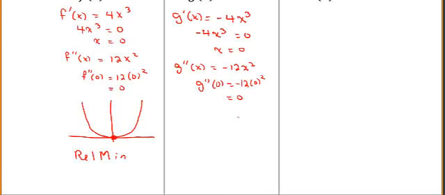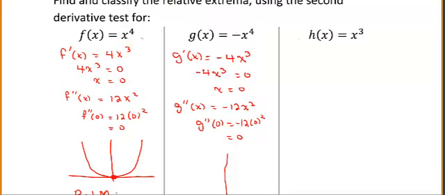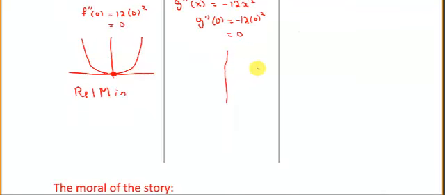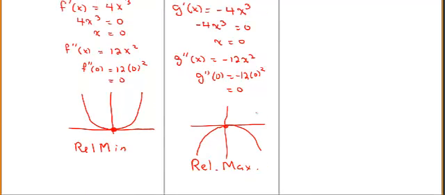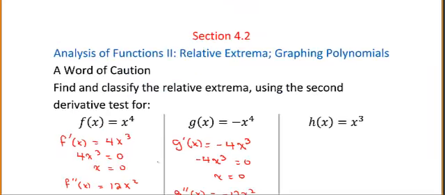Okay, and so notice that in this case I also got 0 for the second derivative. But if I look at this, negative x to the fourth is just x to the fourth reflected across the x-axis. So notice in this case here we'll have a relative max. So in the second case, when we used the second derivative test and the second derivative turned out to be 0, we had a relative max. In one case we had a relative min, the other case we had a relative max.